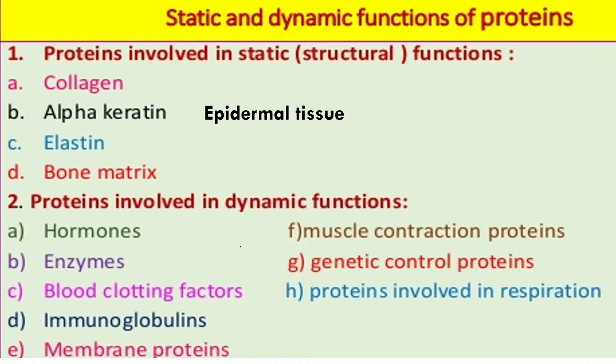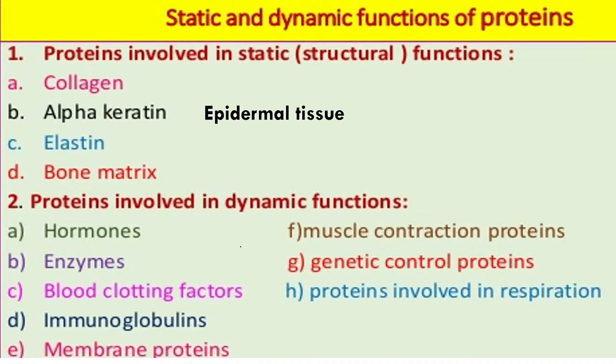Alpha keratin has one of the special properties. Normally almost all proteins are functional in their tertiary or quaternary structure, but alpha keratin is a protein which is functional in its secondary structure itself. It is an alpha helix, but it is a functional protein. So that is a speciality alpha keratin has.